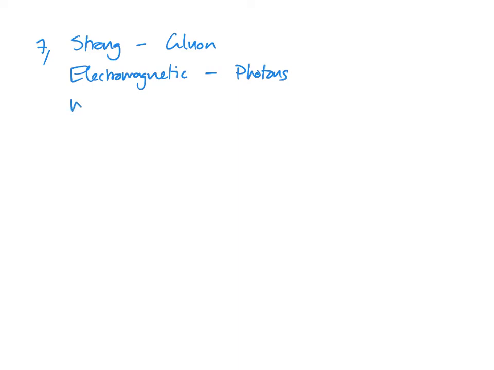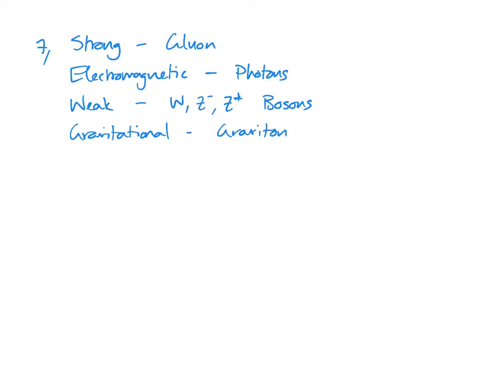For the strong nuclear force, it's gluons. For the electromagnetic force, it's photons. For the weak nuclear force, it's W plus, W minus, and Z bosons. And then lastly, for gravitational, it's only recently been kind of good evidence for its existence, so that's why it's not yet fully accepted into the standard model.